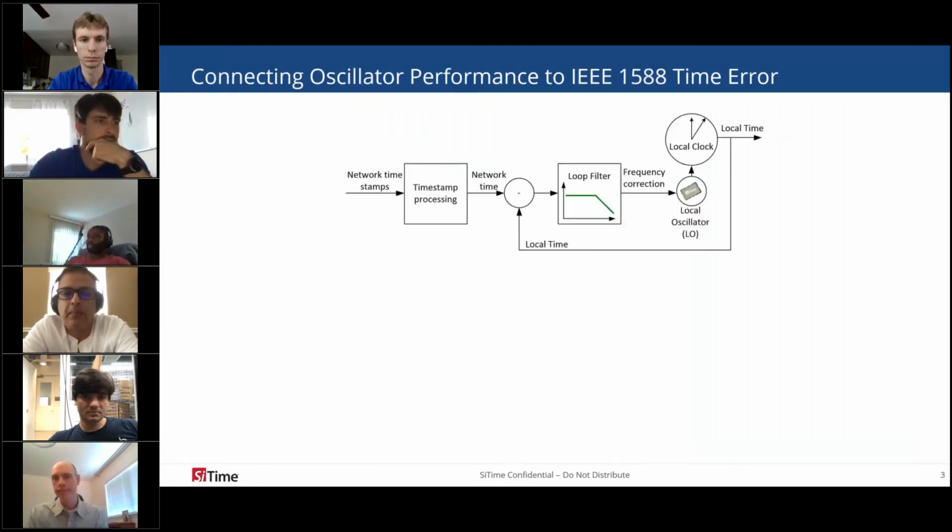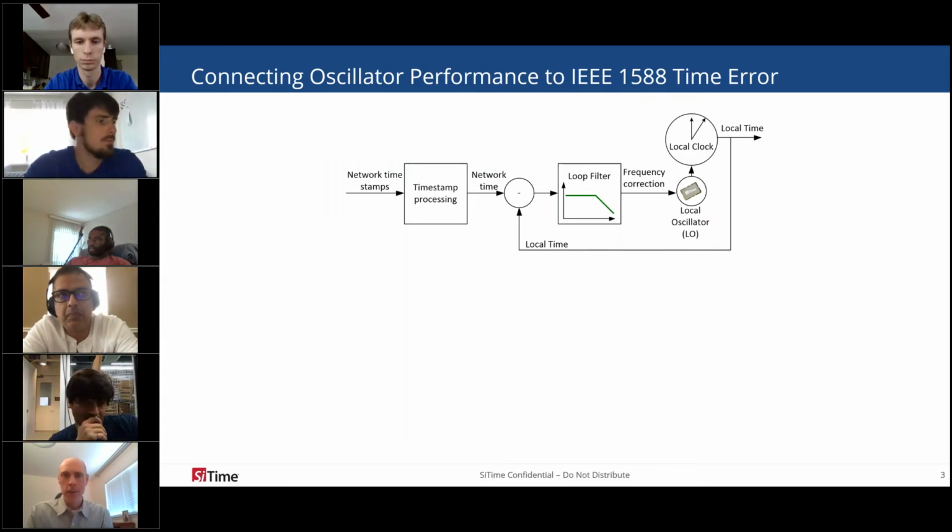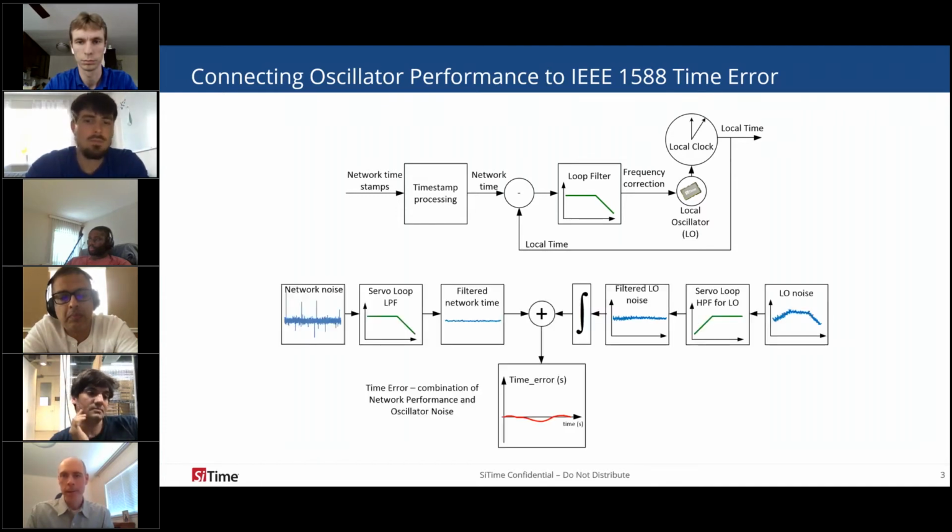So in part 1, Nazar presented a model for an IEEE 1588 servo loop that disciplines a local oscillator to incoming timestamps from an IP network. The model uses a PLL architecture where the local oscillator acts as the VCO that drives a local PTP clock that outputs time to the local system. And the bottom diagram here is a useful model that Nazar presented to illustrate the various contributions to time error.